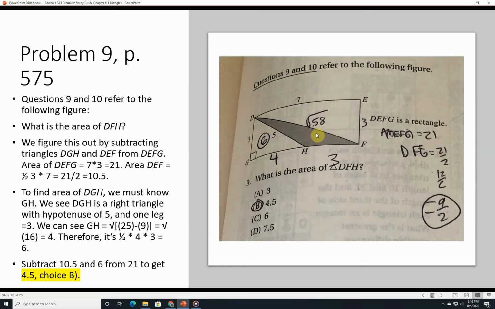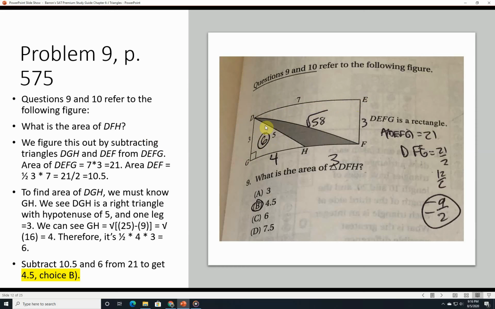Alright, so what is the area of DFH? Again, same issue here. We see that it's a rectangle with sides 7 and 3, so we know the whole rectangle is 21. And then we can see this is 3. We know the hypotenuse is 5 because we know it's a right triangle because they tell you, and it's a rectangle.